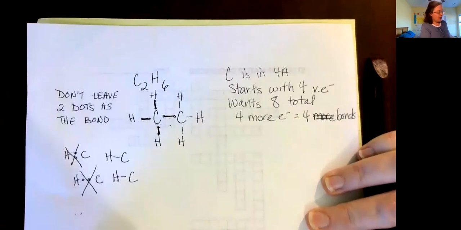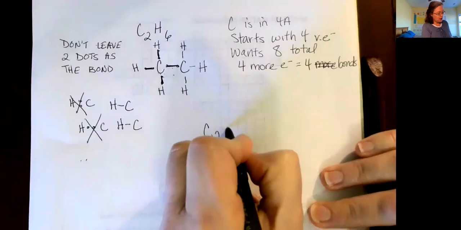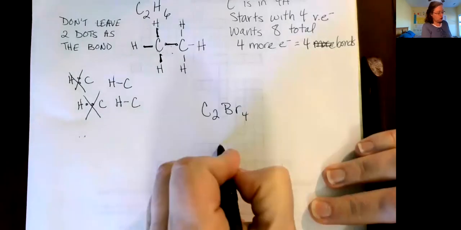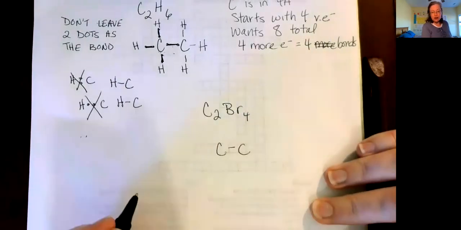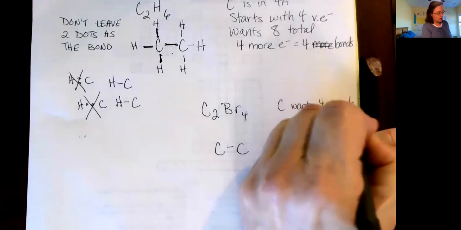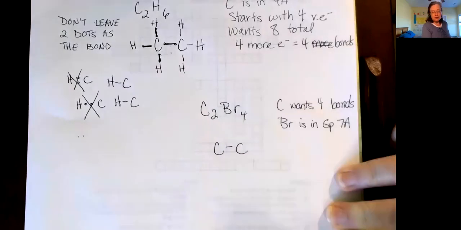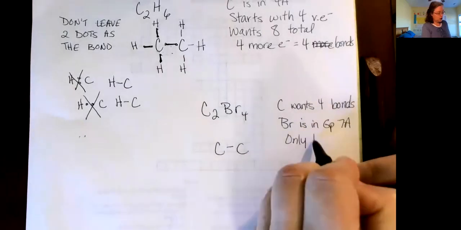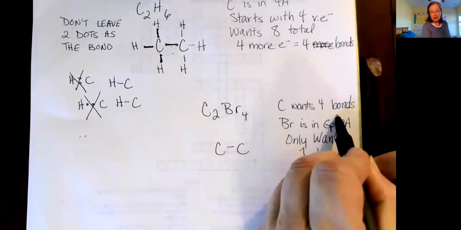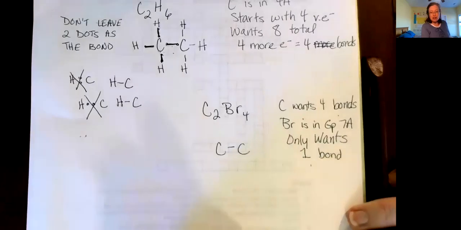All righty. Now let's do one that's a little bit not similar. Let's do C2, and this time let's do Br4. Okay, the 2 carbons, they want the most bonds, so they'll go in the center. Carbon wants 4 bonds. Bromine is in group 7A. He only wants 1 bond. He already has 7 valence electrons. 1 more will get him to 8. Okay, so we'll make sure that each bromine is a single bond.